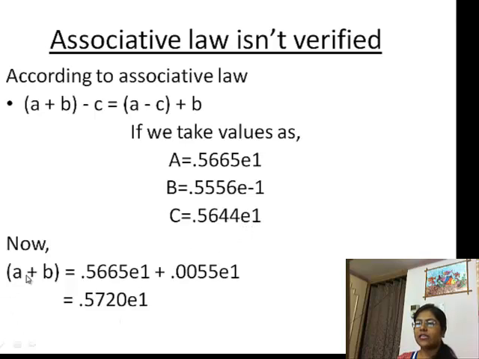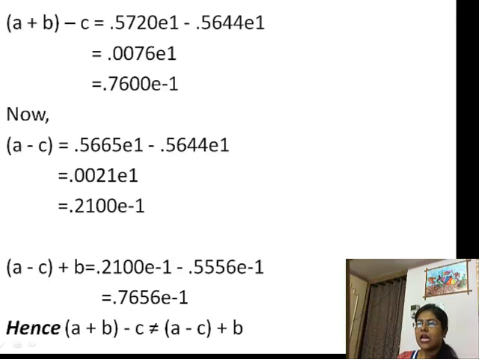So we calculate the value of a plus b, which comes out to be 0.5720 e to the power 1, and then we subtract c from this value. So we have the value as 0.7600 e to the power minus 1. The result that we get here has been normalized so that this can be represented in floating point.